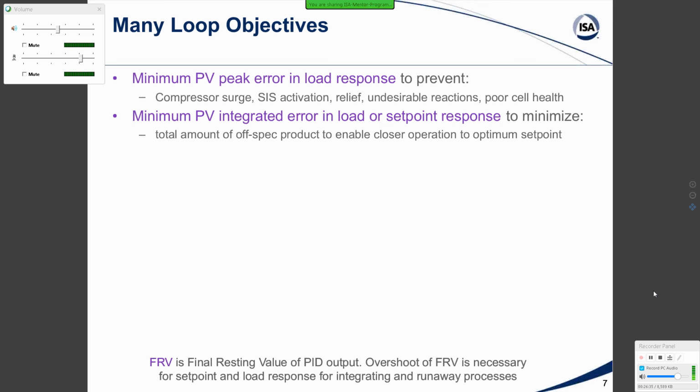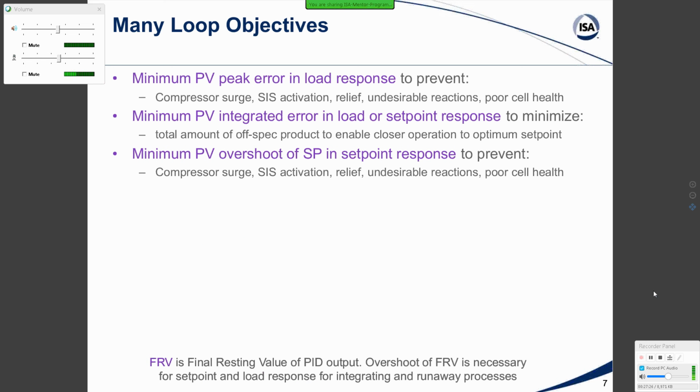But what you tend to see in the literature is a minimum PV integrated error in the load or set point response, and often it's actually the integrated absolute error. Hopefully your oscillations are not crossing set point, or if they are crossing, it's very little. It's settling down pretty soon after crossing set point. Then whether it's integrated error or integrated absolute error doesn't really matter. But this is what's in the literature typically, and I can equate it to the total amount of off-spec product. You want to minimize that to enable closer operation to an optimum set point.